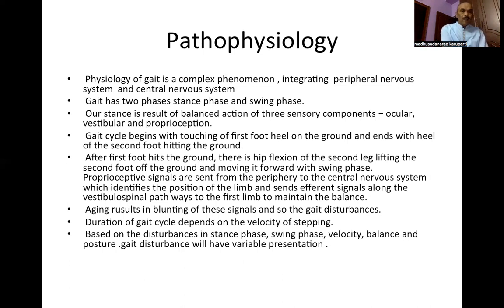Okay? Well, what happens during aging? Aging results in blunting of these signals and so the gait disturbances. Well, duration of the gait cycle depends on the velocity of the step. Based on the disturbances of the stance phase, swing phase, velocity, balance, and posture, gait disturbances will have variable presentation. Okay.